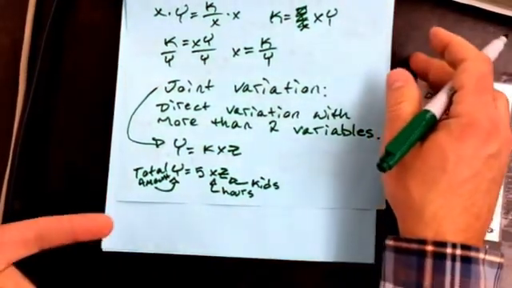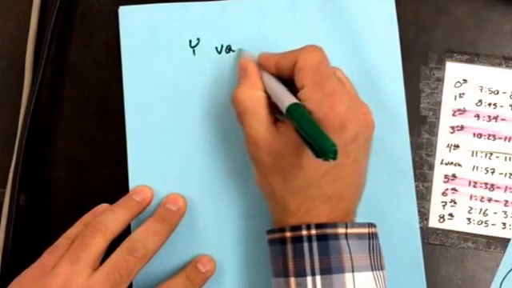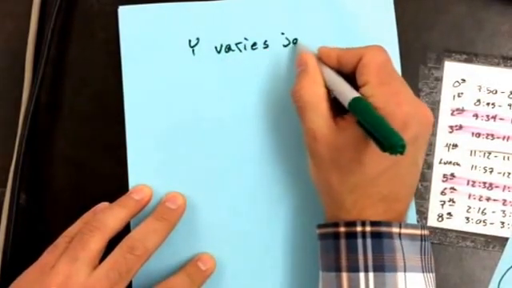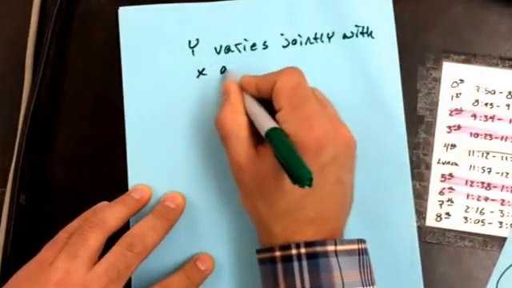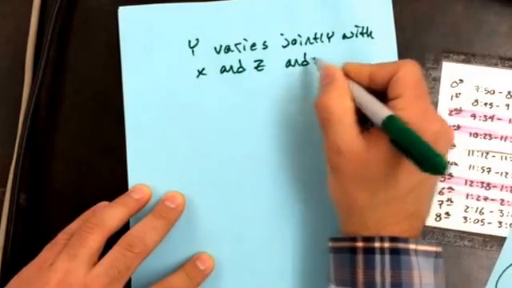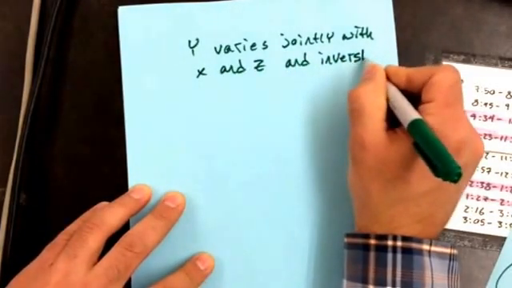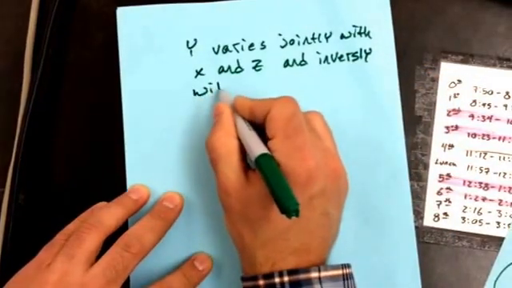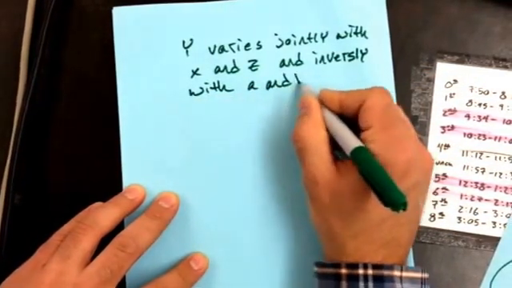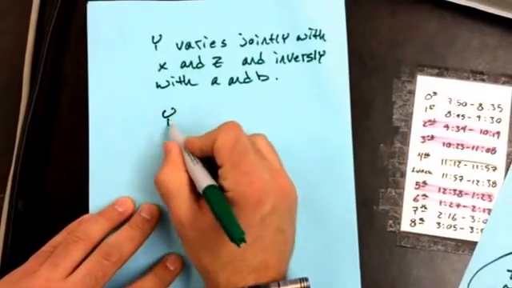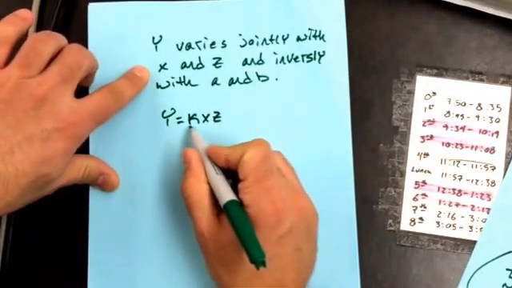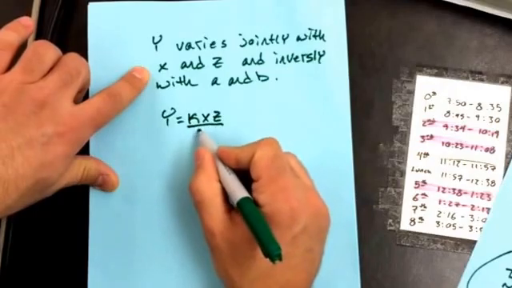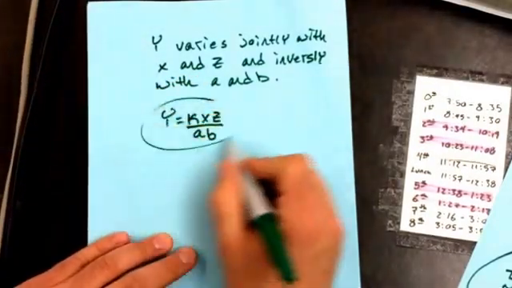Now we can do multiple variations together. What we can do is say y varies jointly with x and z and inversely with a and b. So what that means is y equals, joint variation is k times what's happening, x and z. Inverse variation means that your k is divided by, and that's a and b. So this would be the equation for that.